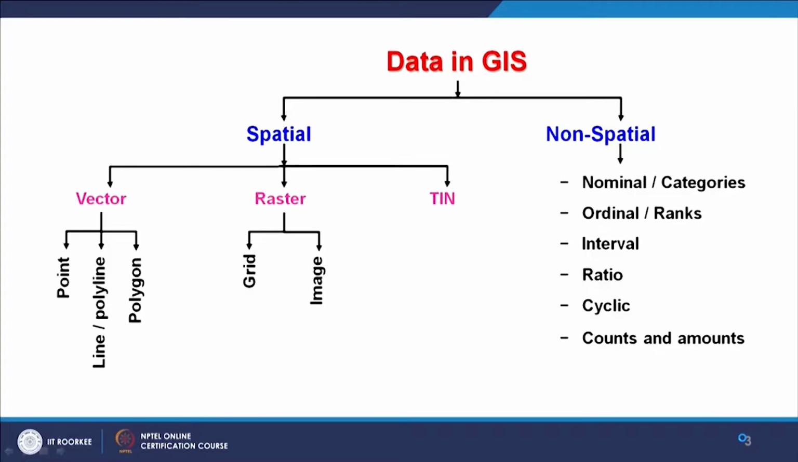Let me first discuss all types of data in GIS. There are two major types of data: spatial data and non-spatial data. Spatial data includes vector data, raster data and TIN data, and non-spatial data is mainly the attribute data or tabular data. There are then different types of vectors, as mentioned: point, line or polyline, and polygon. So, three types of vectors are there.